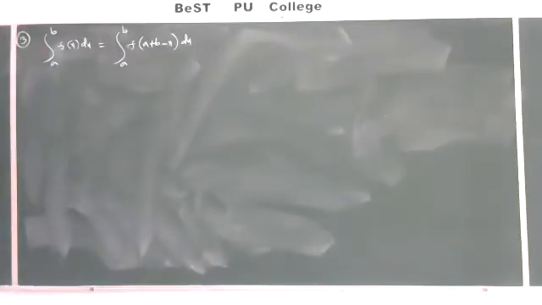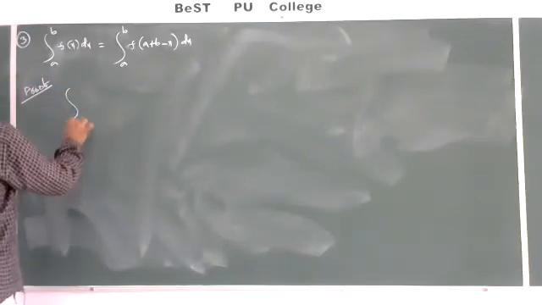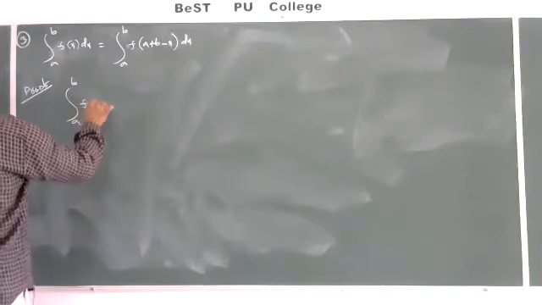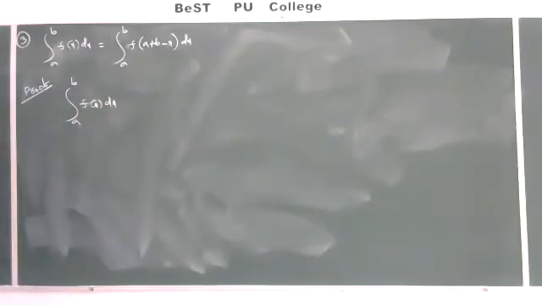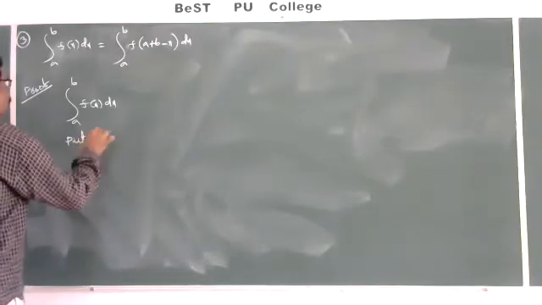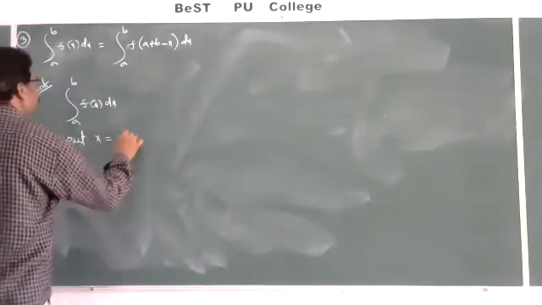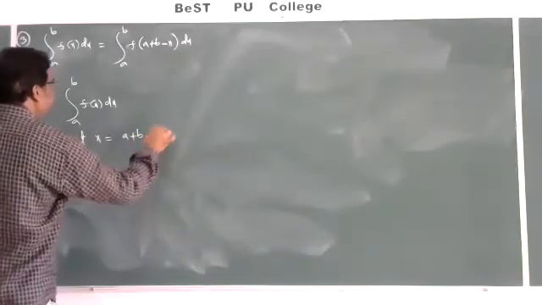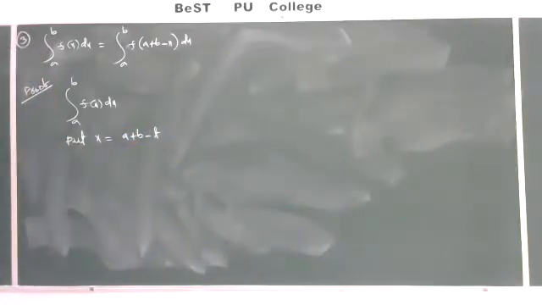So we want to prove this: integral a to b f of x dx is equal to integral a to b f of a plus b minus x dx. Yes, proof. Integral a to b f of x dx. I am taking here a substitution. Put x is equal to a plus b minus t.